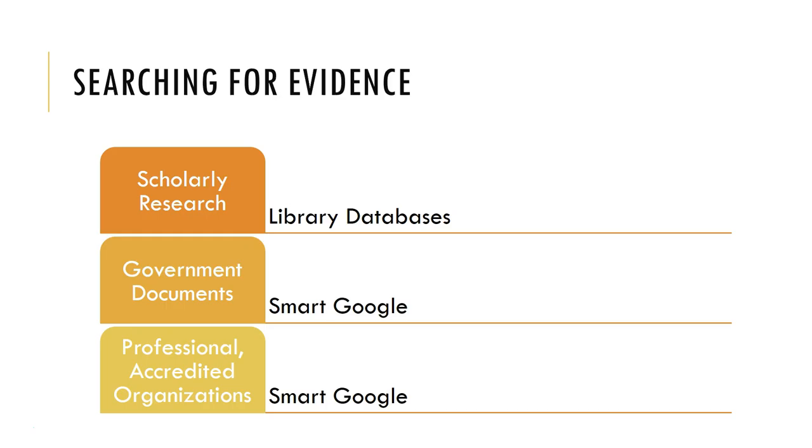Next, we start searching for evidence. We will be doing this in 3 phases: scholarly research, government documents, and professional accredited organizations. Although really it's 2 phases because we're going to put government documents and professional accredited organizations together. But these are the 3 realms. You will be searching in different places for your topic and search strategy completed in the previous portion of this tutorial. First, we start with scholarly work.